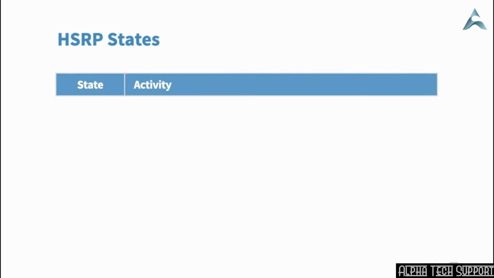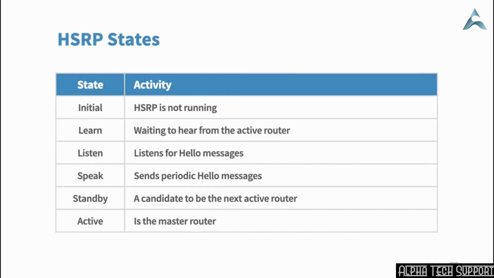So let's talk about the states. As we see, there are several states. Now initial, or init, is the starting state and indicates that the Hot Standby Router Protocol is not running. You'll see the initial state when there is a configuration change or when the interface becomes active. During the learn stage, the router is still waiting to hear from the active router. The router doesn't know the virtual IP address yet, nor has seen a hello message from the active router.